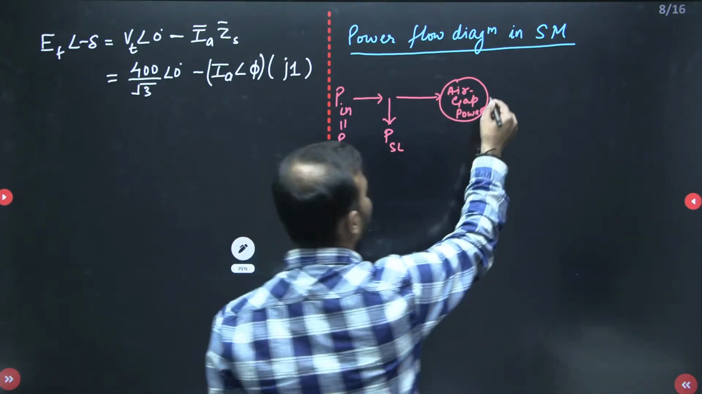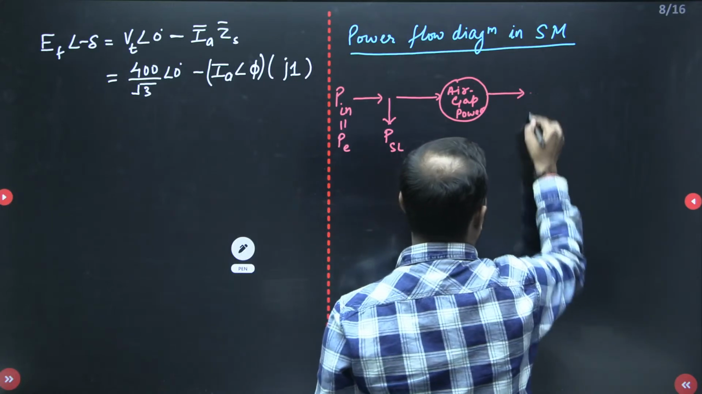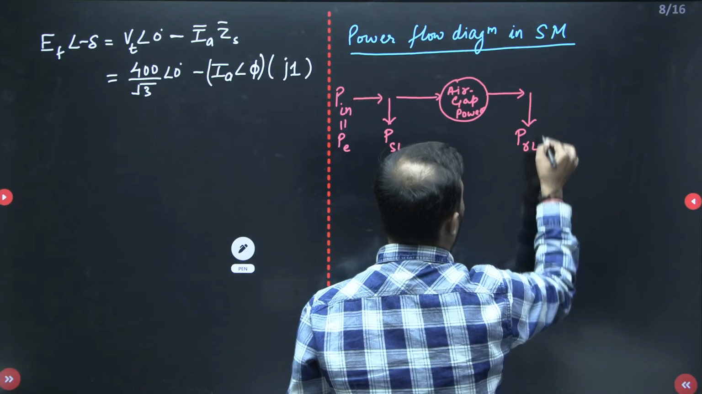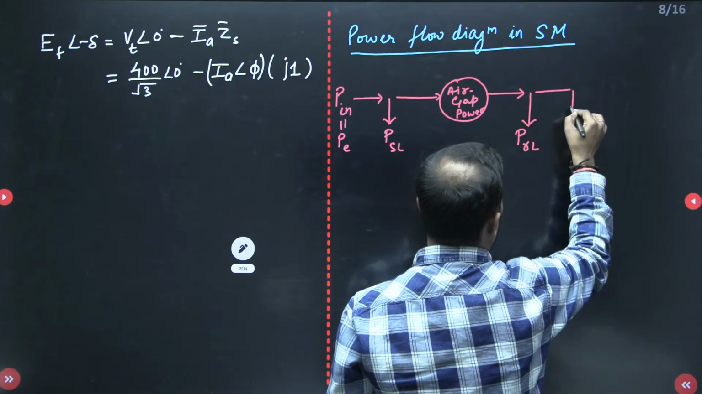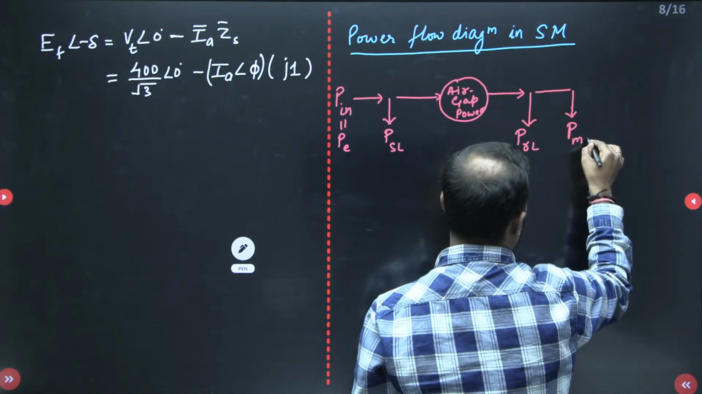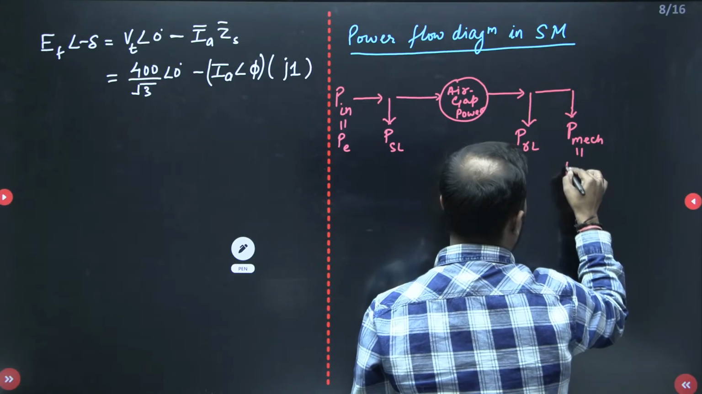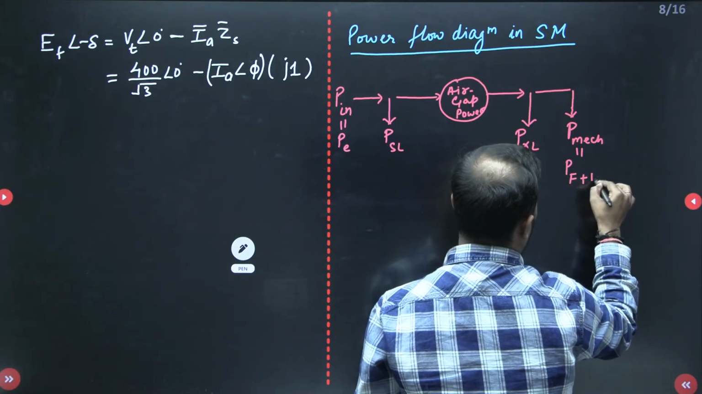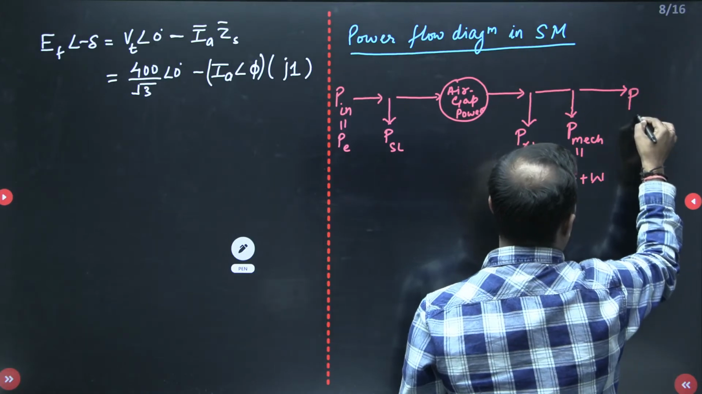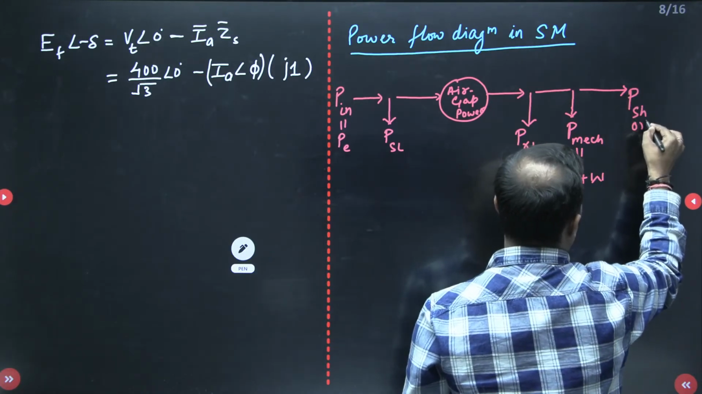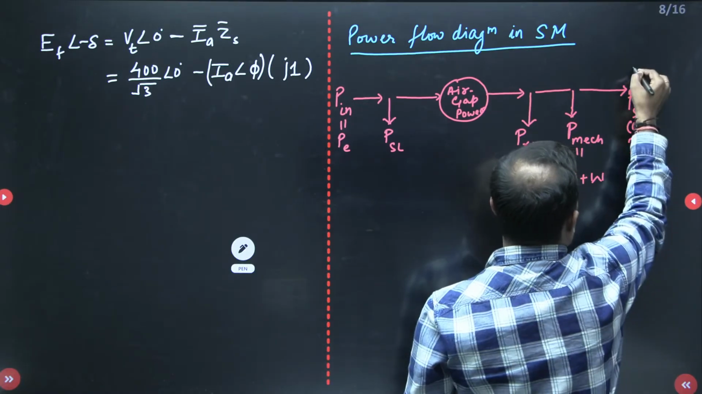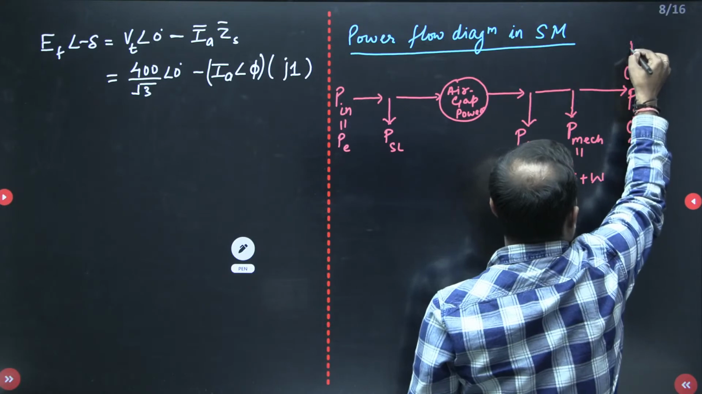Okay. Now after this, we will come to the rotor side, and when you subtract the rotor loss, P RL, and after that the mechanical loss. So this mechanical loss is friction and windage loss, and we are going to get the shaft power, which is also denoted as output power, or net power.